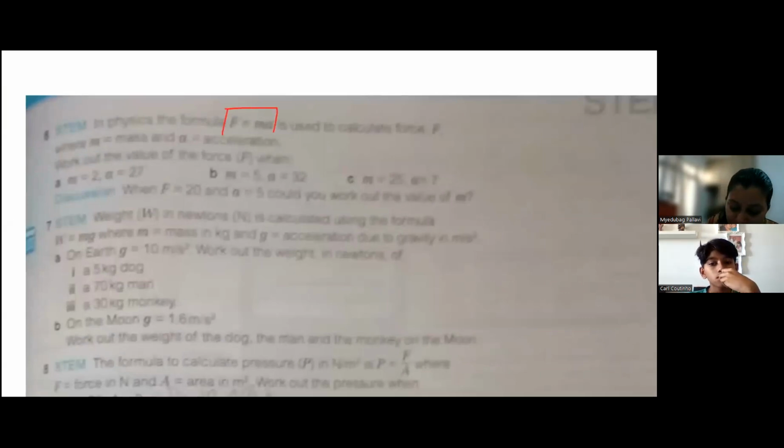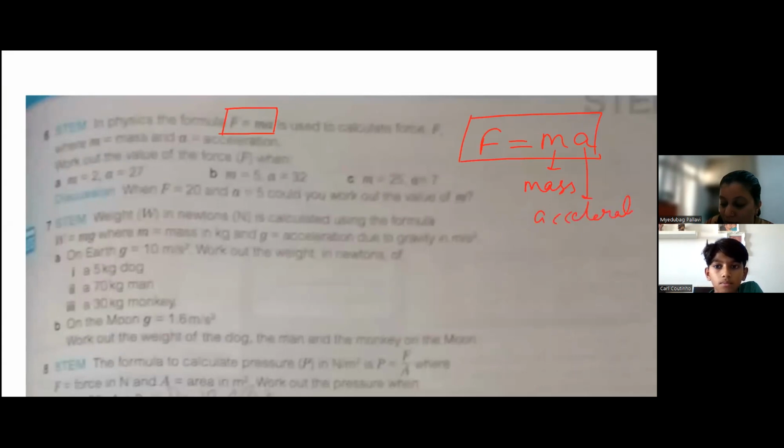Next one is, in physics, the formula F is equal to ma. We have this formula in physics. F is equal to ma is used to calculate force, where m is the mass of the object and a is the acceleration. Acceleration means how much the object is getting accelerated, how much the speed is increasing. Acceleration means increase of speed, right?